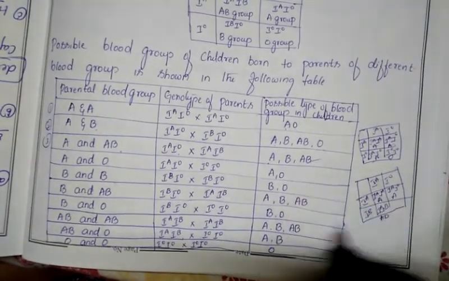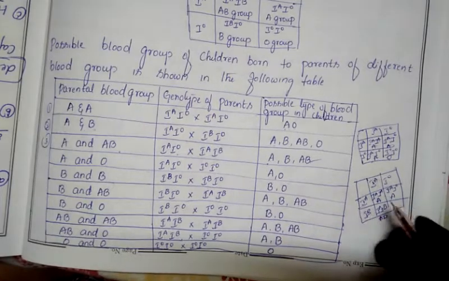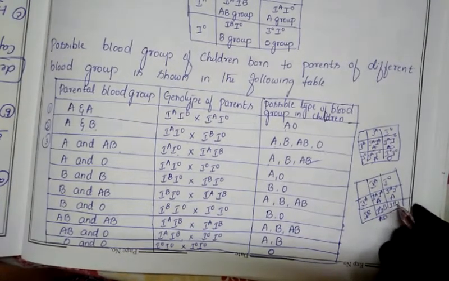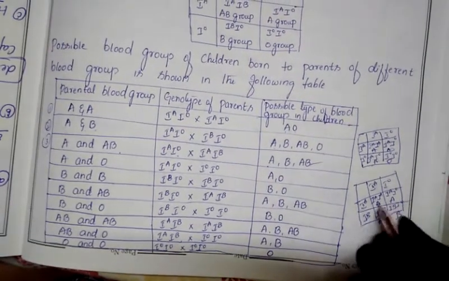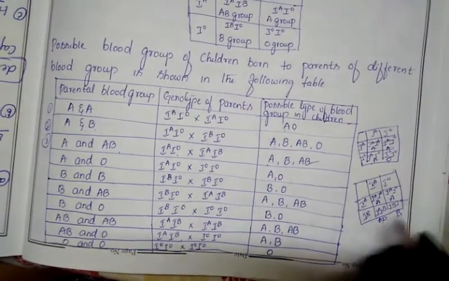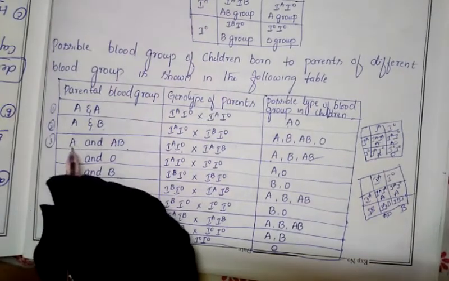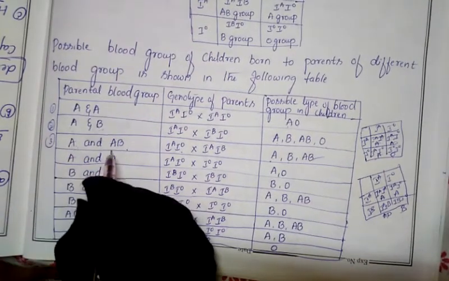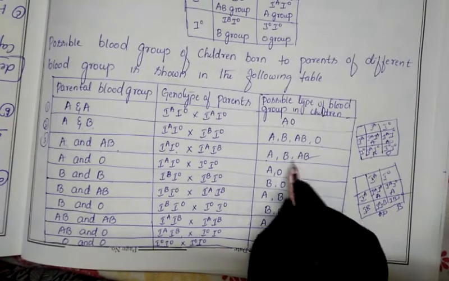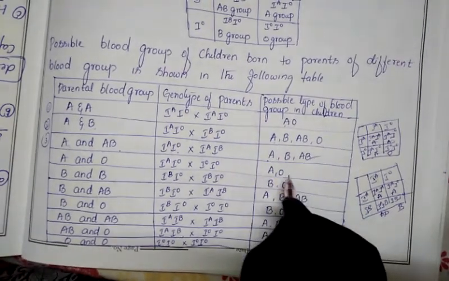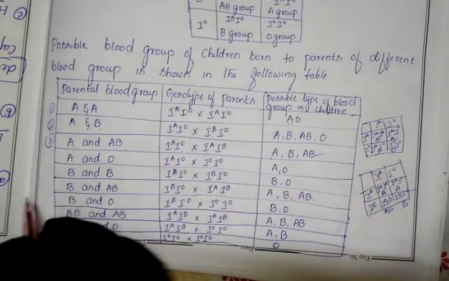See here, they have been given. Next, IB IO means B blood group. So B blood group is also there. See, A blood group, AB blood group and B blood group. So if the parents have A and AB blood groups, the children may get these three different types of blood group, which will appear in their body.